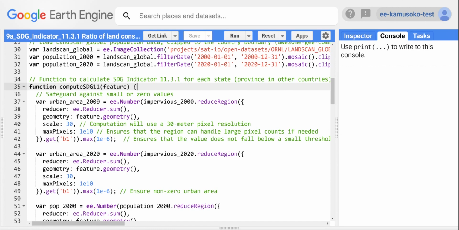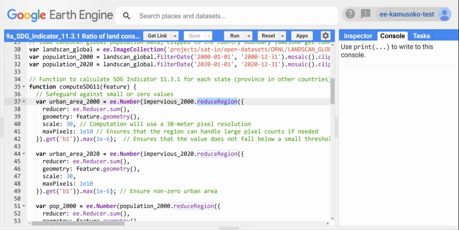For the impervious surface layers, this represents the urbanized land areas for the year 2000 and for 2020. For both these input variables, the function is going to calculate the total urban area using the reduce region method here. It is just going to calculate the total urbanized area.